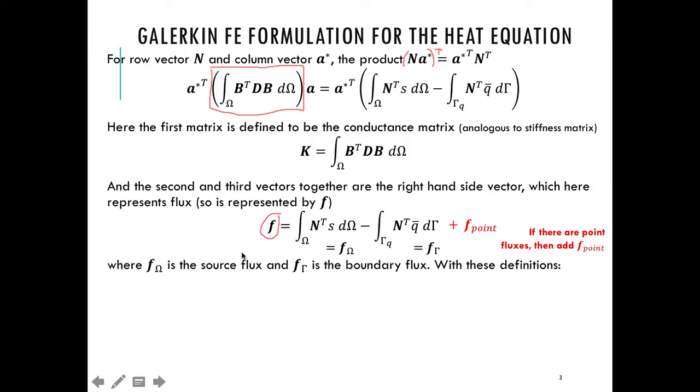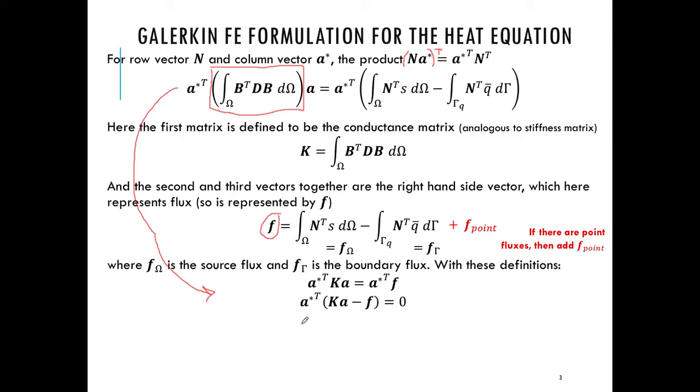Okay, so once we've got all these definitions in place, my expression right here can be written out as A star T, which stays as it was. This has turned into K, and then on the right I had an A being multiplied by K. So A star T K A, and then the right hand side becomes A star T multiplied by F, just the right hand side vector. I can take out A star T as common, right, and bring this term to the left hand side as well, so that I can manipulate this expression and write it like so.